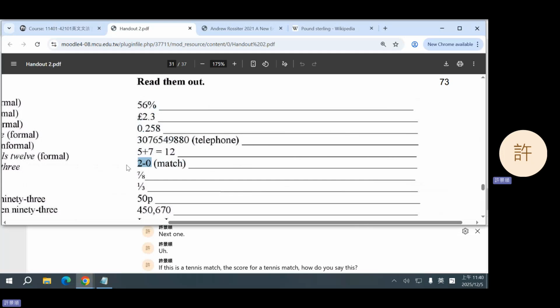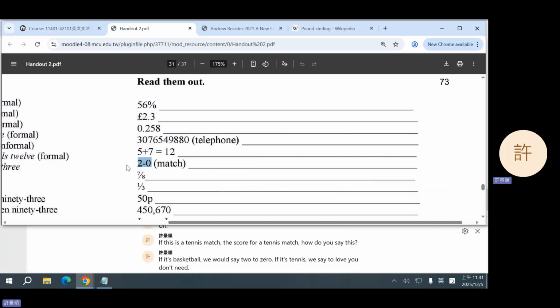If it's basketball, we would say 2-0. If it's tennis, we say 2-love. You don't need to say the hyphen in the middle. So 2-love.